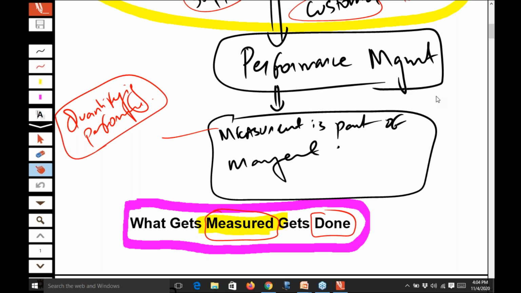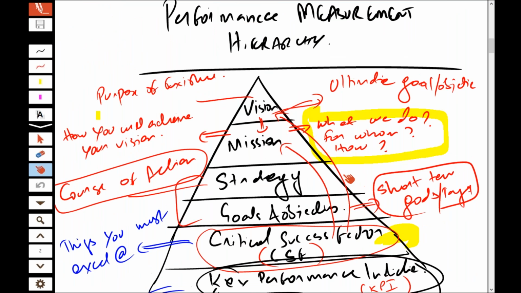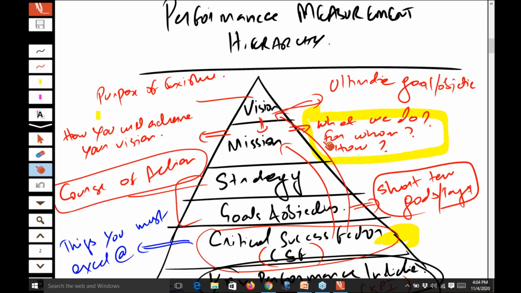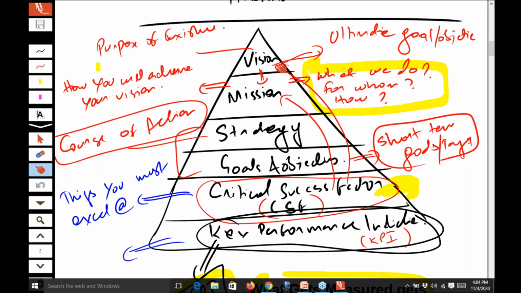Then I moved a bit forward and discussed further. I said that in order to understand performance measurement, you need to understand the performance measurement hierarchy. What exactly do we mean by this hierarchy? Any organization operates in a specific manner. They have a vision, which sets the ultimate goal, the ultimate objective of that organization.